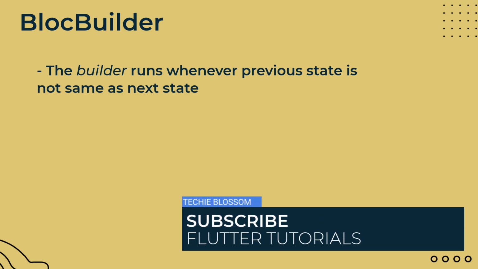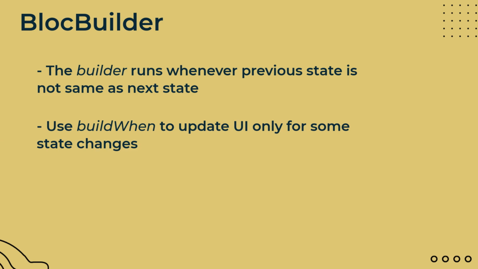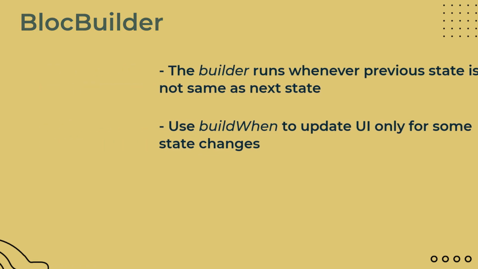Sometimes you might want to skip UI updates for some states and build UI or update UI only for some states. You can do that by using buildWhen. The buildWhen function takes the previous and current state. The builder will be called if buildWhen returns true.